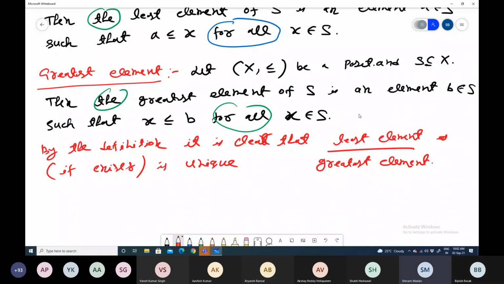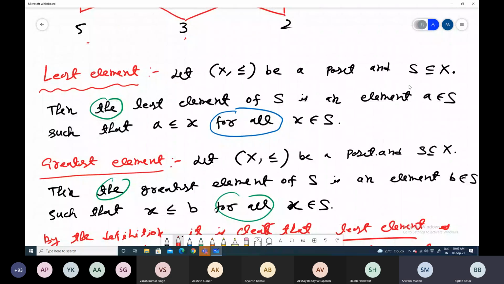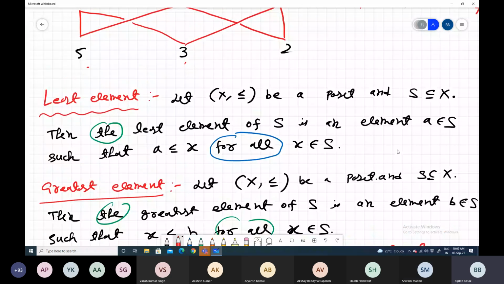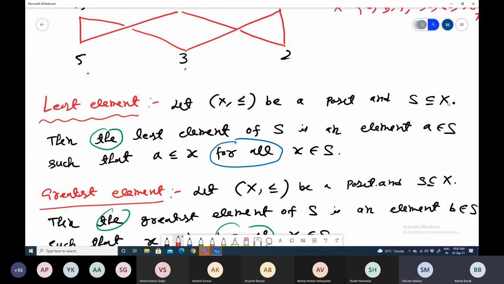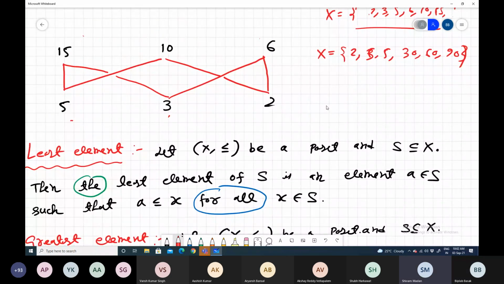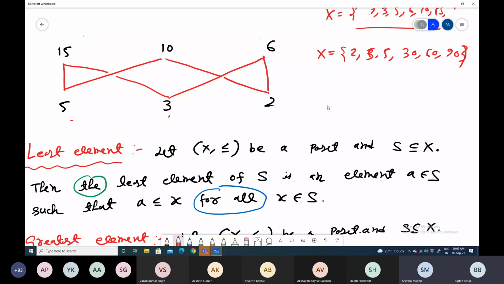Sir, what is S in this definition? S can be any subset of X. You can take S as X as well, that is fine. So whether the least element will exist or not depends on what we choose as S. You can say the least element of X as well. That is up to you.